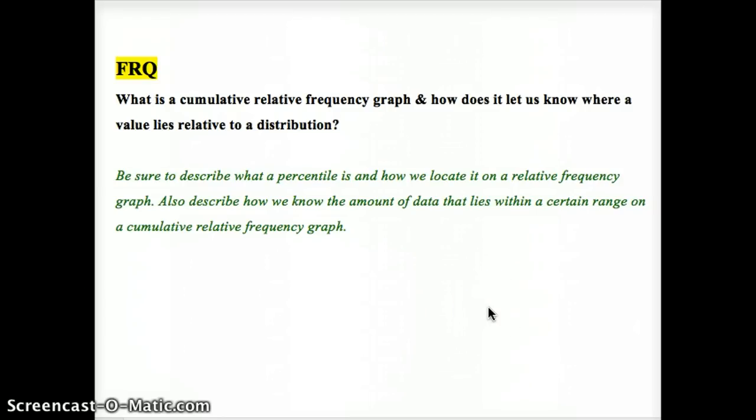So here's your free response. Feel free to use your outline and your vocab, which are posted in Schoology. Also read over the summary in your book and look at some examples in Chapter 2, Lesson 1. What is a cumulative relative frequency graph, and how does it let us know where a value lies relative to a distribution? Make sure you include percentile, what it is and how we locate it on there, and also the amount of data that lies within a certain range, what we can tell by the shape of the overall graph itself.